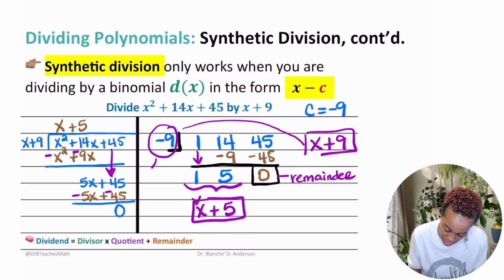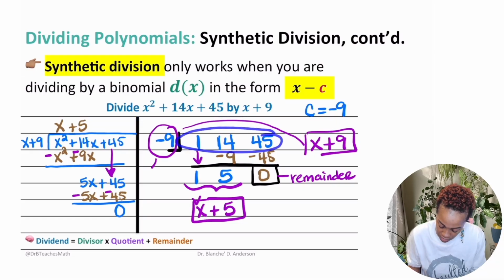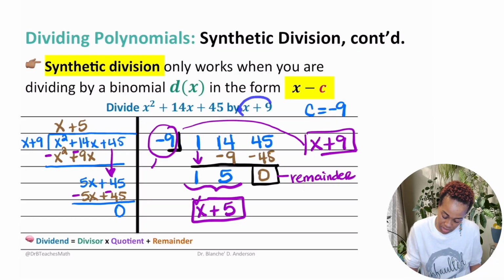All we did, we took the coefficients and they went here. We wrote this in the form of x minus c. Okay, we put the c here. The first number comes down, and then you take 1 times the -9, get -9, and then you add. We said 14 plus -9 was 5. Then we take 5 times the -9, and we got -45. And then we said 45 plus -45 is 0, and we knew that we were done.